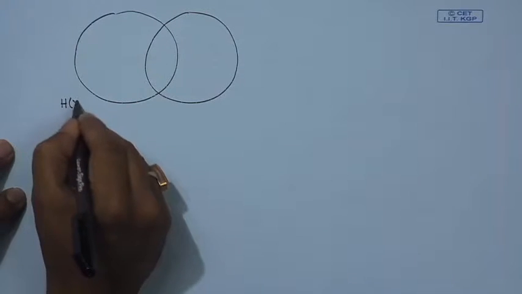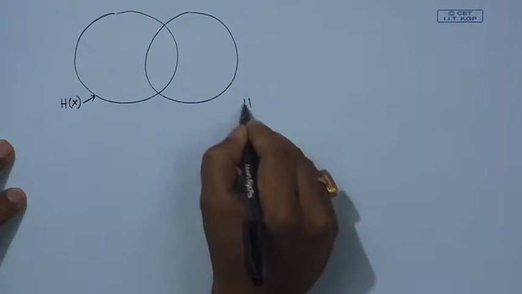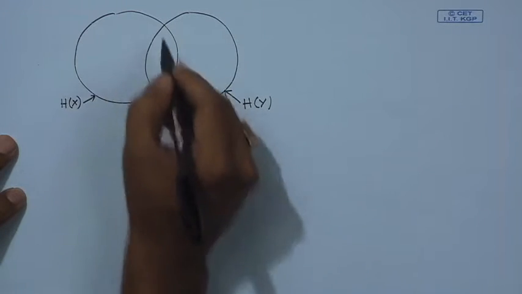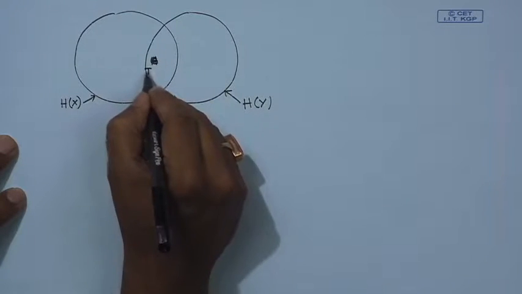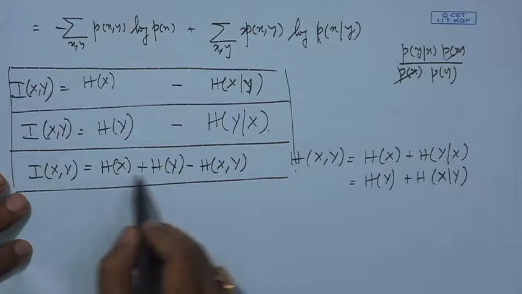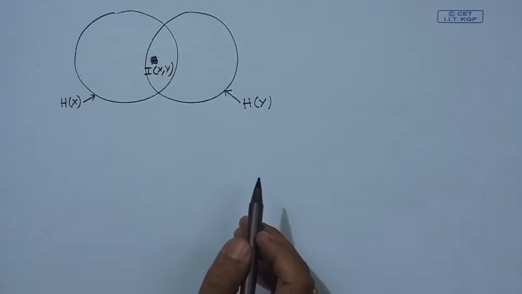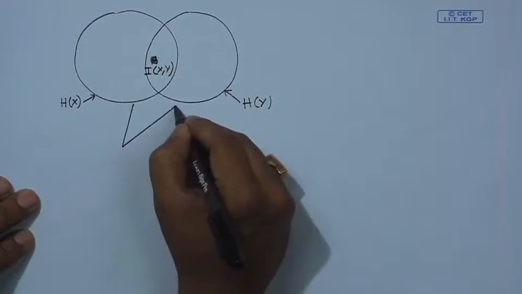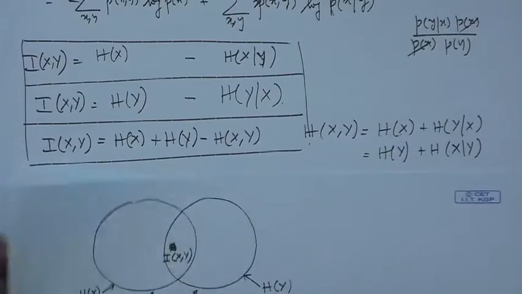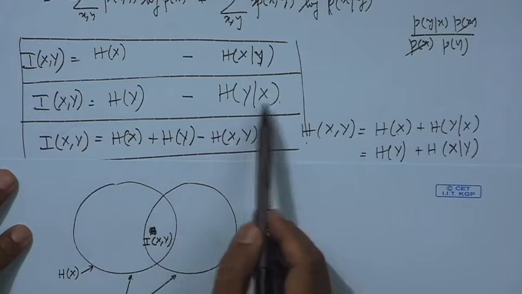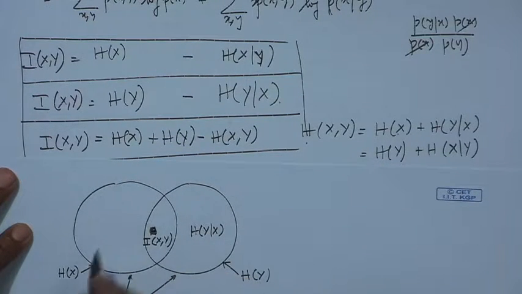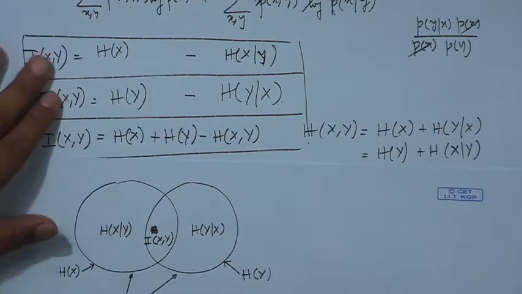If this we would call as h of x, and this is h of y, and this particular part, basically this is I of x comma y. So I of x comma y is h of x plus h of y minus h of xy. So basically this together is h of xy, right? And you could also match with this result, that it is h of y minus h of y given x. So h of y, this particular part is h of y, take away x, and this is h of x given y. So in that case all these match.